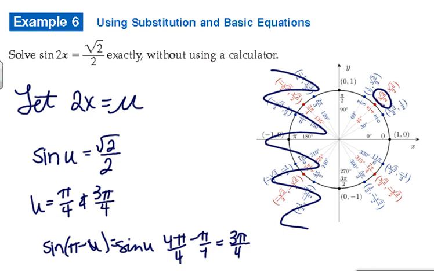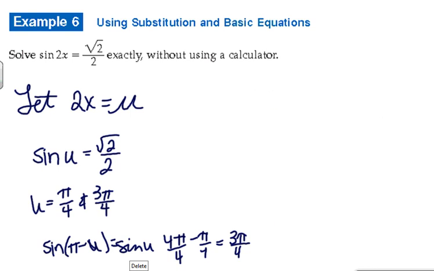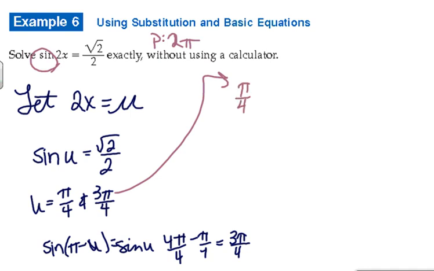So now here's where we're going to have to actually plug it back into our substitution problem. I'm going to get rid of my unit circle because I need some room on the page. So bear with me for a moment. So we've got our solutions, and we know since it's sine, it's got a period of 2 pi. So we've got pi over 4 plus 2k pi. And then we've also got 3 pi over 4 plus 2k pi. But that's what u equals.